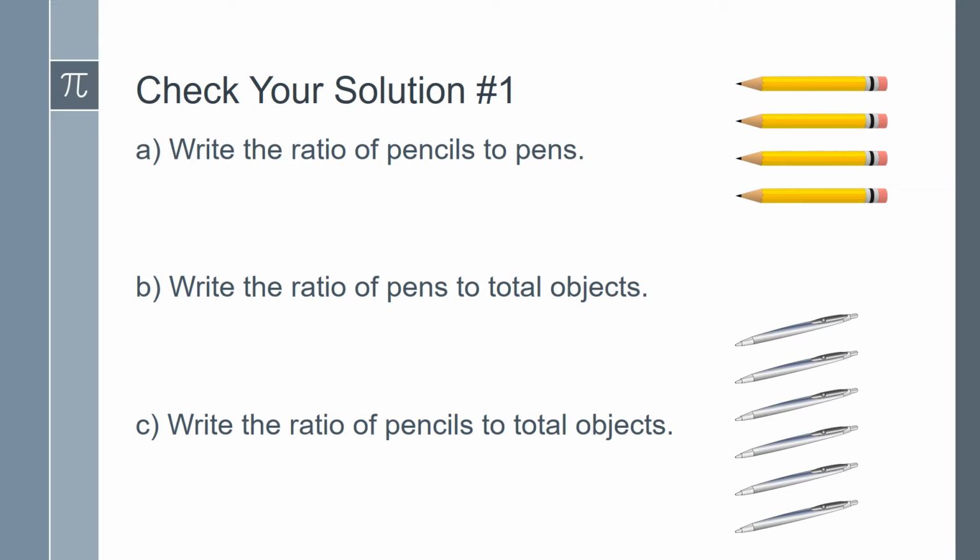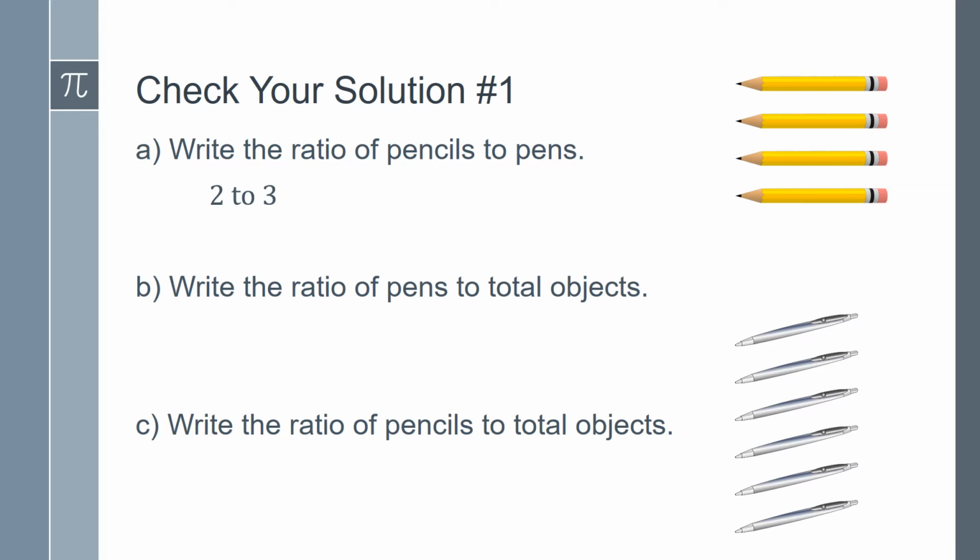Let's start with Part A. We will need to write the ratio of pencils to pens. There are 4 pencils and there are 6 pens. The ratio of 4 to 6 can be simplified as 2 to 3, so the ratio of pencils to pens is 2 to 3. Next, we need to write the ratio of pens to total objects.